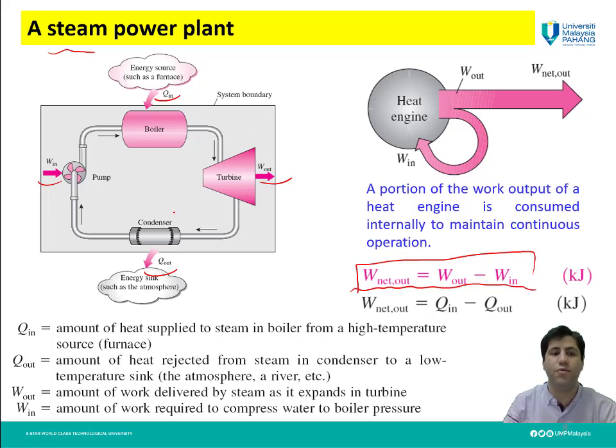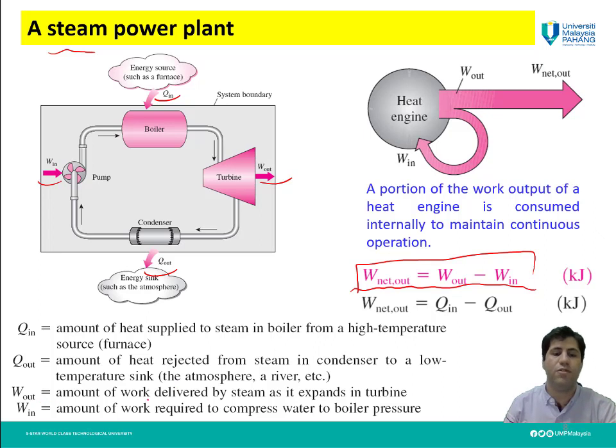We have two inputs and two outputs for our system here. Q in is the amount of heat supplied to the steam in the boiler from a high temperature source, which is usually a furnace. Q out is the amount of heat which is rejected from the steam in the condenser to a low temperature sink. This can be the atmosphere, a river, an ocean, and so on.